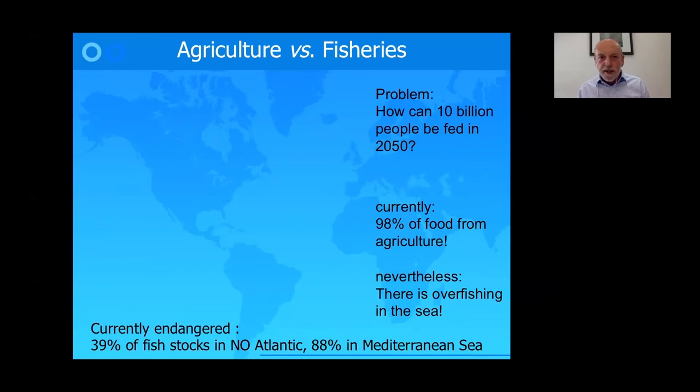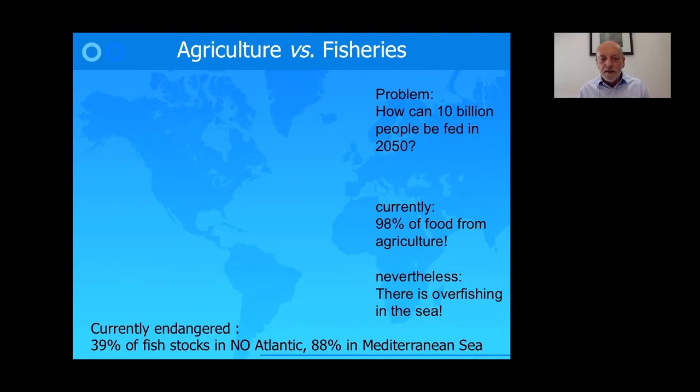Another problem there is the fisheries. We are harvesting fish from the ocean, and actually food from the sea is not really that important for us. 98% of all our foodstuff, what we eat, comes from agriculture on a global scale. I mean, there are some regional differences, of course. Japanese eat a bit more seafood than this figure shows, but on the global average, 98% of all our foodstuff comes from agriculture, only 2% from the ocean.